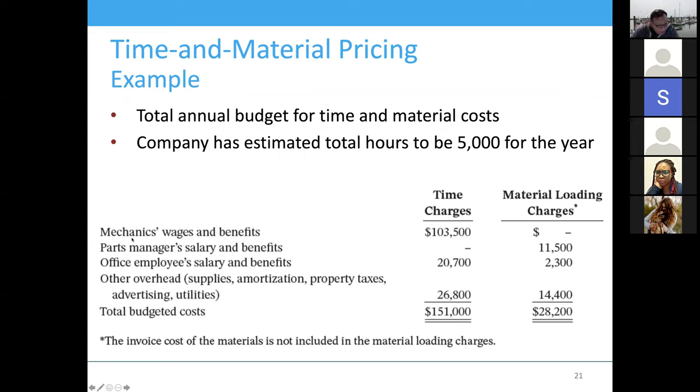So I have all this labor cost, right? The mechanics, so that would be the person working directly on the car, right? Parts managers, right? They're probably dealing with the materials, right? The parts and the office employees, okay? And you can see it's allocated between the time charge and the material overhead, total budget cost, okay? So in this information, this is the budget number. We know the total hours, okay? The total hours is about 5,000 for the year, okay?